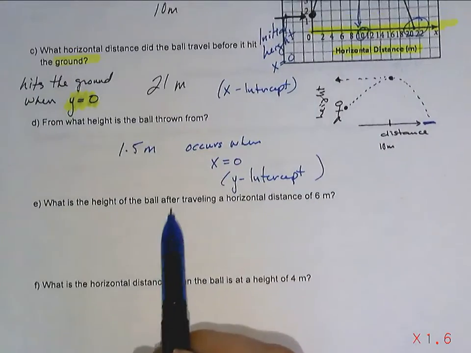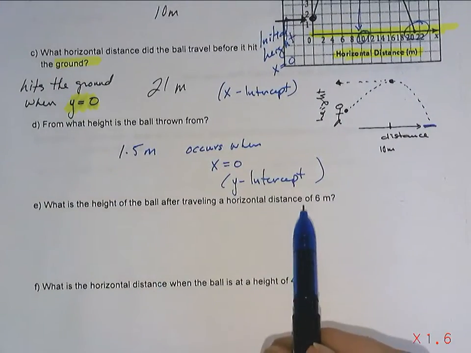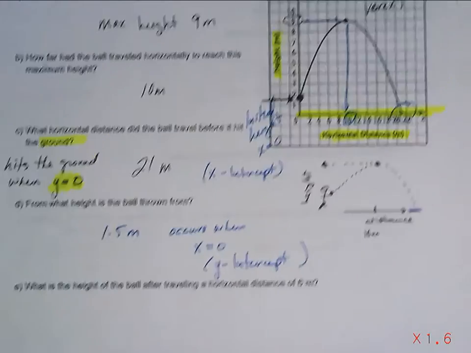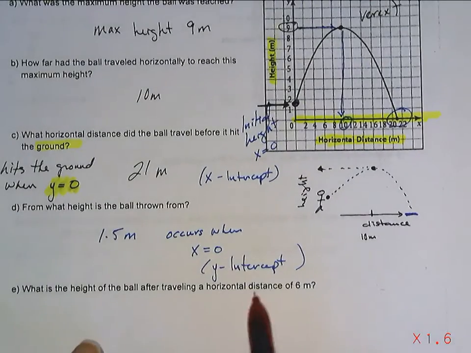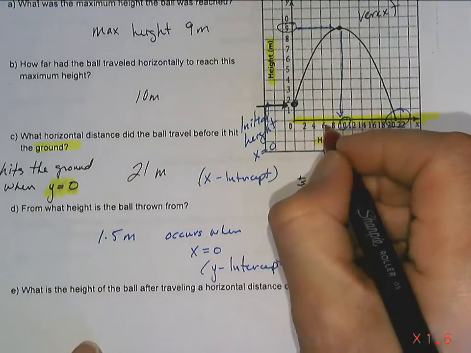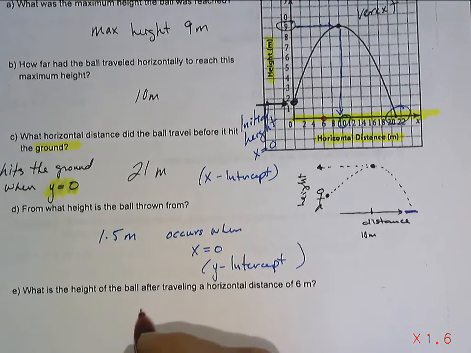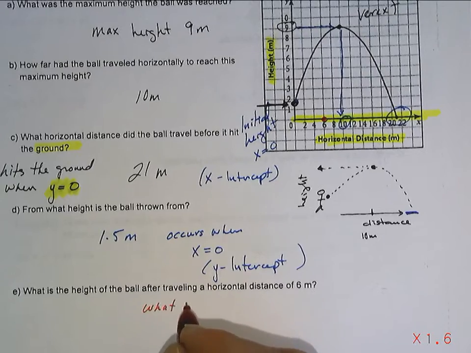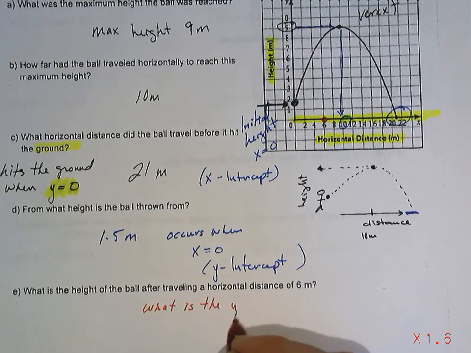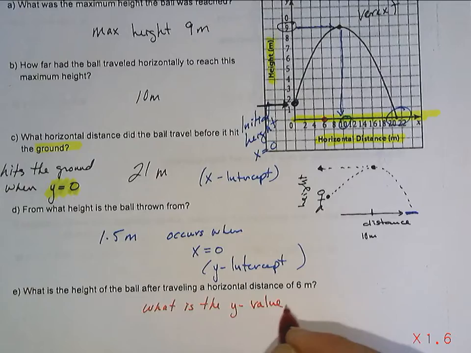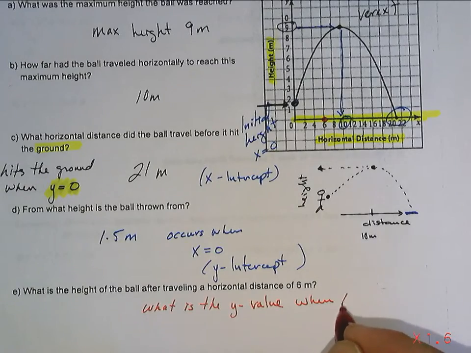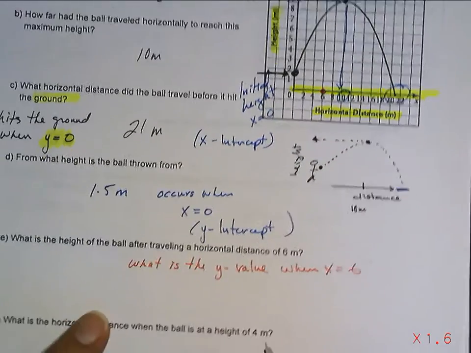What is the height of the ball after traveling a horizontal distance of 6? So again, this is interpolation. You want to go a horizontal distance of 6, so you're going to come across here to 6. So what's this really asking you? What is the y value when x equals 6? That's what that question's really asking.